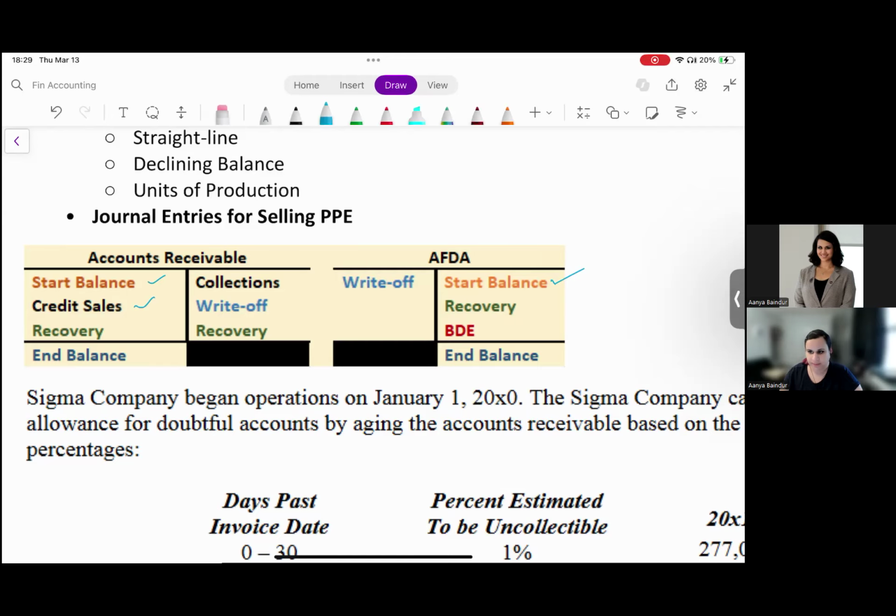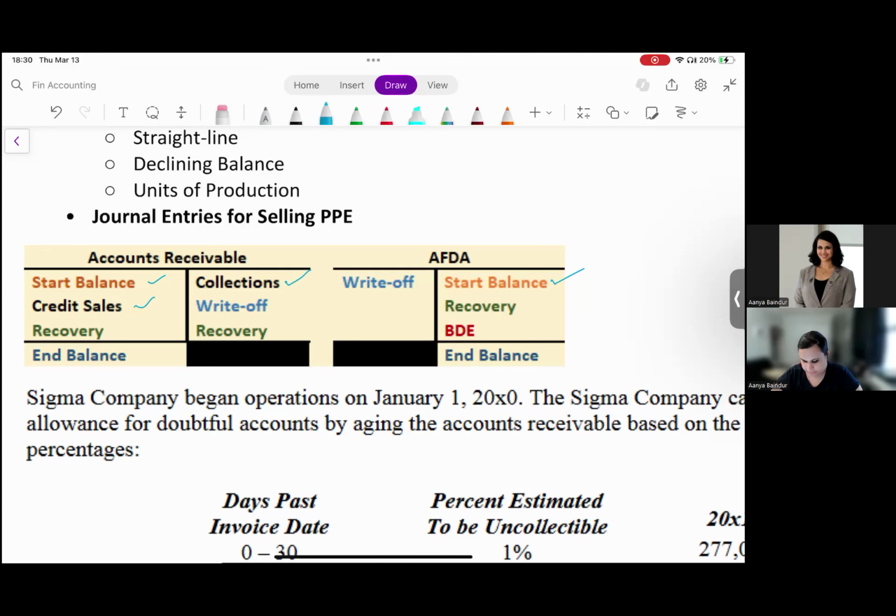Next, you'll be told how many credit sales have been made over the course of the year. These are the sales that would have been made on credit, which means that we'll be debiting accounts receivable and crediting revenue. Then there are collections on these credit sales, which means how many of the people who owed us money have paid us. In this case, we'll be debiting cash and crediting accounts receivable, which is the collections written right here.